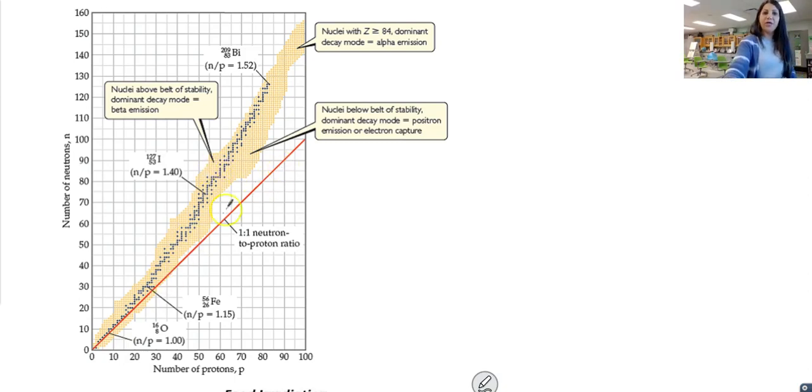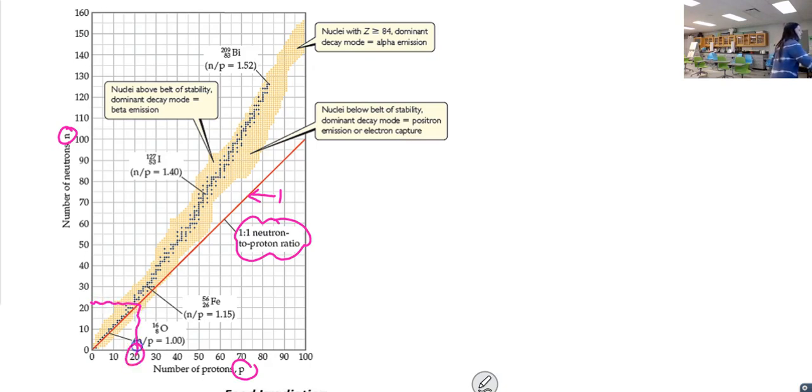This red line here is showing a 1-to-1 ratio. Here it is, 1-to-1 neutron to proton ratio. So if we look at our axes, this is number of neutrons and this is number of protons that we're looking at. And so we know the protons are the atomic number. When we look at this, we can see that right up to about element number 20, right here, is where the 1-to-1 kind of matches.